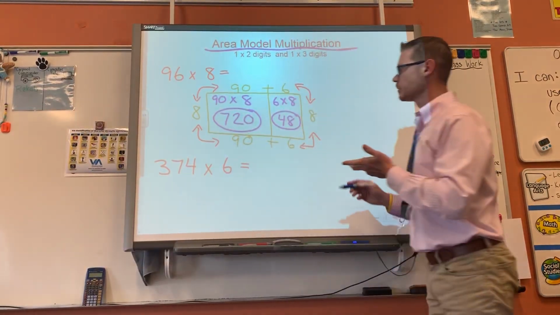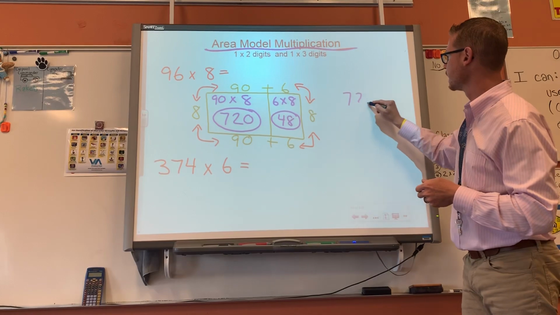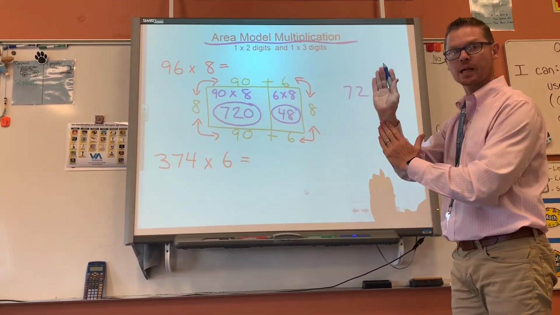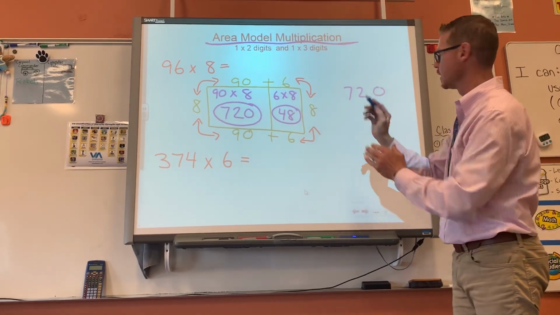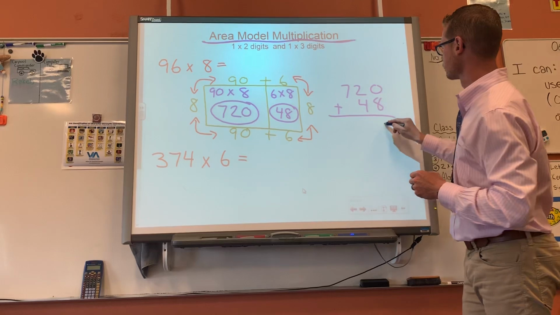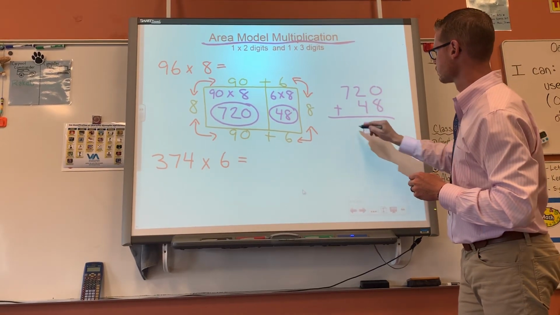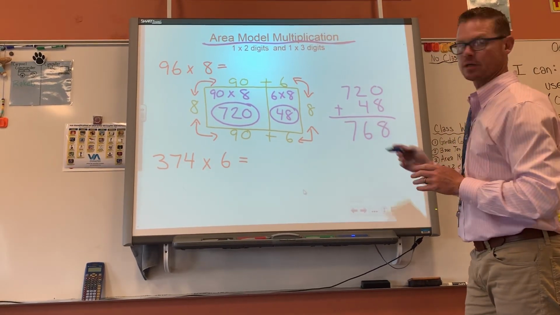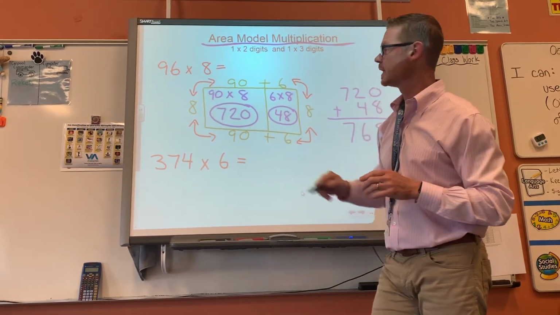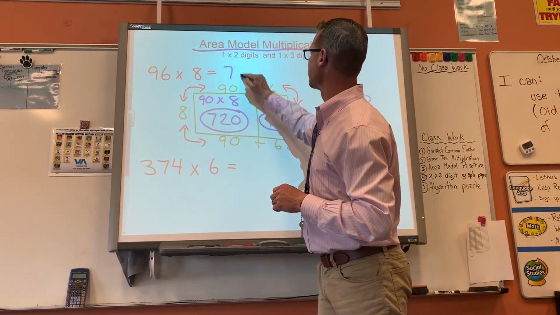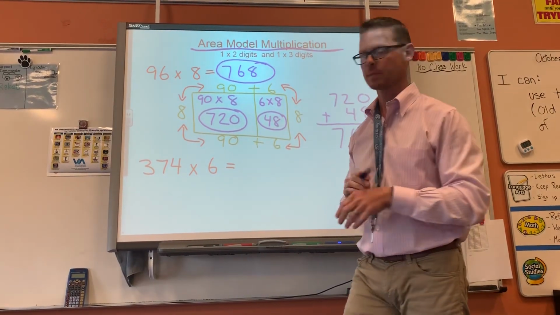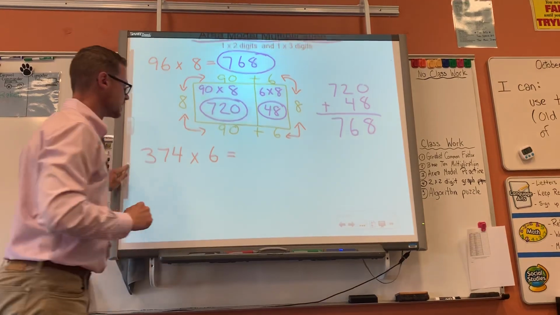So now I have two answers, or in this case, we call them two partial products. I just simply take those partial products of 720 and 48 and add them together, making sure I line up each place value, the ones, tens, and hundreds. So I get 768. So my original equation of 96 times 8 equals 768. And that is my final answer. Okay? Now let's take a look at another example.